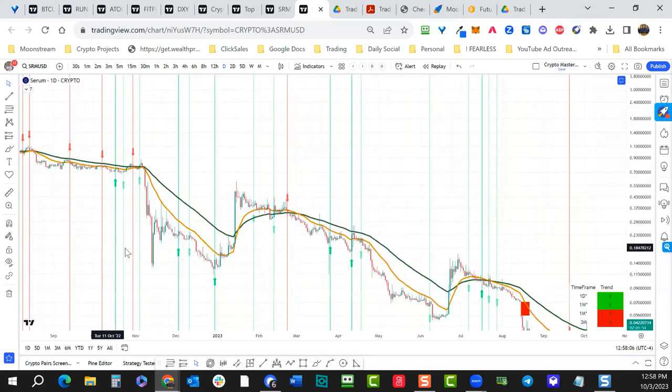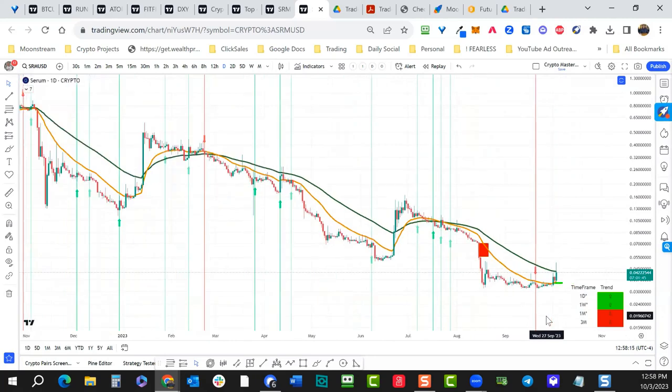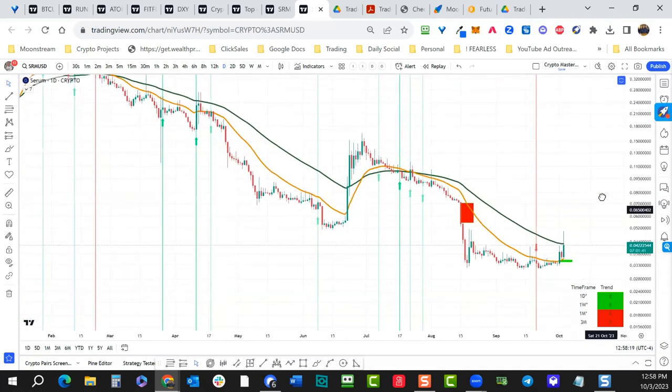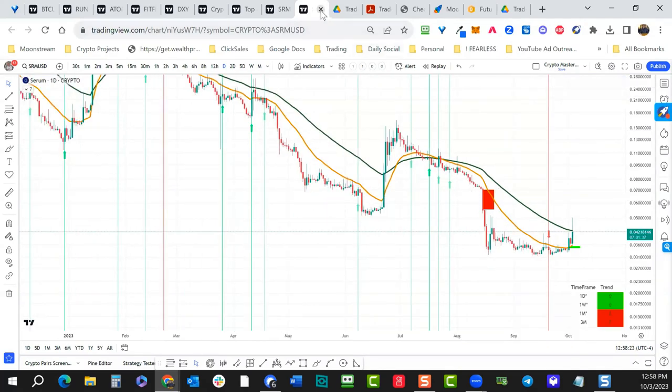On another chart, we have good old Sam's picture right here, thanking him for the big drop in the markets here. Anyway, we don't need to pick on Sam. He will get his just rewards for all of that. So, all right, nothing to see here on SRM.